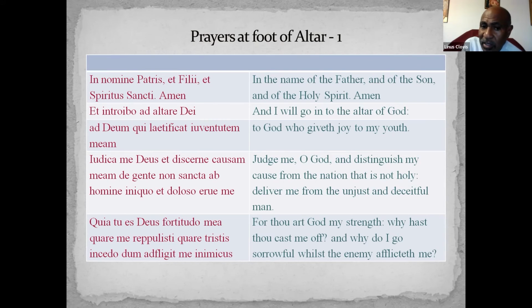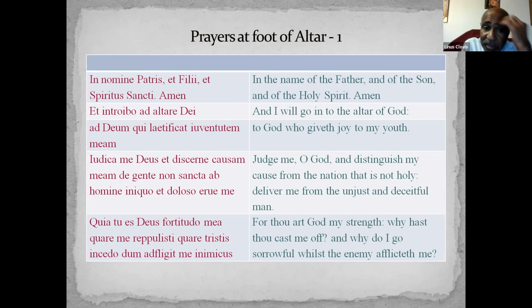Juventutem, feminine. So juventutem is youth. Meam, my. And since it's meam, juventutem must be feminine. Who gives joy to my youth, my youngness, my childhood, almost. Right, judica me. Now, judica is an imperative. Judge me. Judge me, O God, Deus. Et discerne, again an imperative. Discern, distinguish, separate. Causam meam. Causam is first declension, meam, my cause.